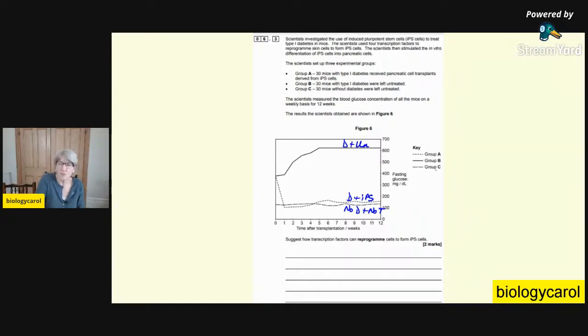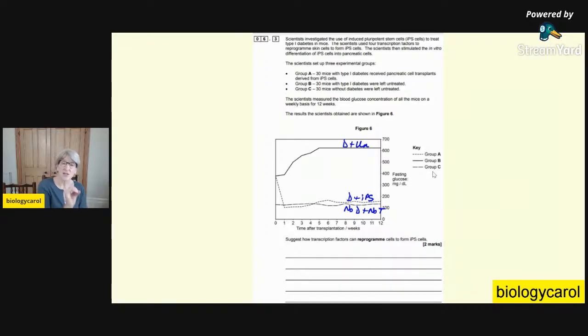Okay, this group, group C, is acting as the control. You're going to compare this group with the other 2 to make sure that the active ingredient, the iPS cells, and the presence of diabetes is actually what causes the change in the numbers, in the glucose.